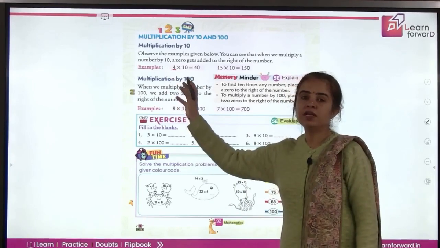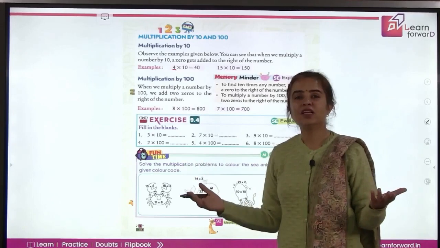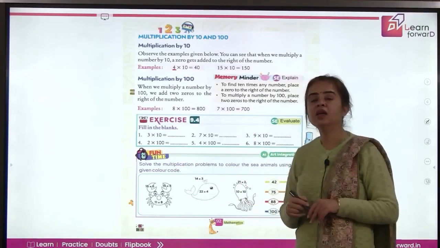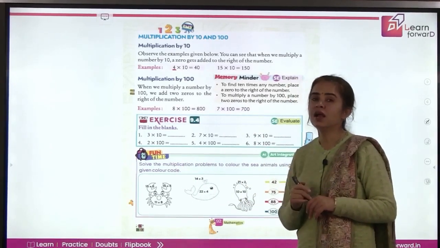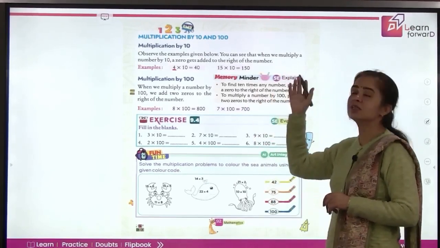So it is 4 multiplied by 10. I'll write 0 after 4. What is the number now? It's 40. If you are multiplying by 100, so there are 2 zeros in 100. So you will put 2 zeros after 4. You get 4 times 100 is 400.